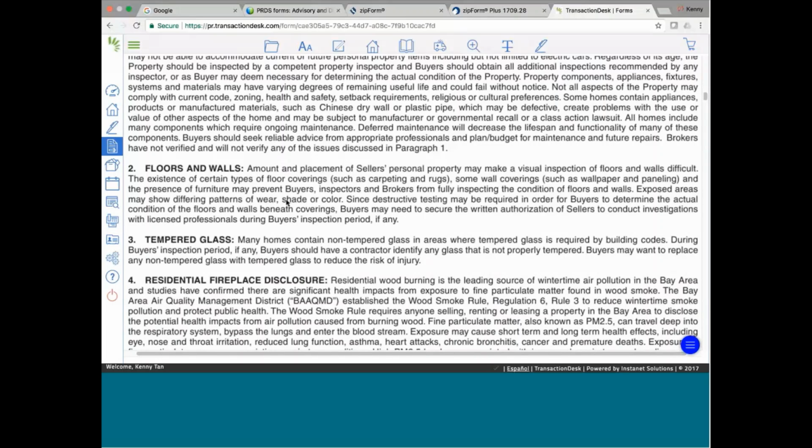Amount and placement of seller's personal property may make a visual inspection of floors and walls difficult. You know, when you walk into a property, right? Sometimes when the property is either staged or the seller still lives there, you're going to have personal property that may block certain walls. I once had a case where the sofa actually blocked the wall. The back of the sofa was leaning against the wall, as a result of which the inspector, including the agents, including the buyer, missed the existence of mold on the wall because the personal property was covering the mold. So it actually resulted in a lawsuit.